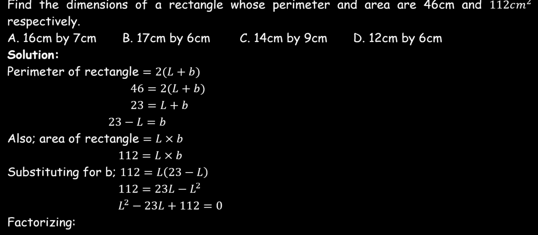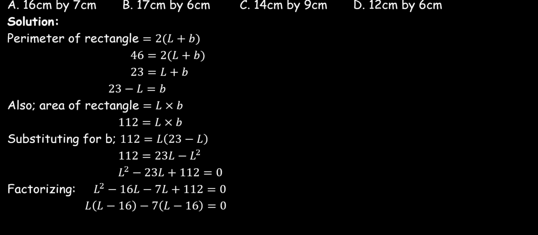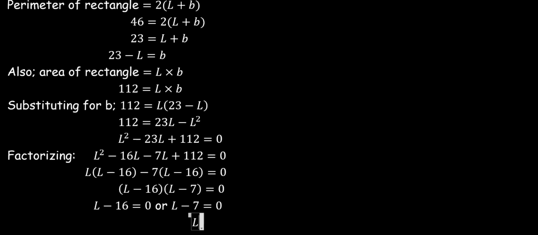So we break down our quadratic equation into L squared minus 16L minus 7L plus 112 equals to 0. Factoring out L, we have L into bracket open L minus 16, bracket close, minus 7 into bracket open L minus 16, bracket close, will be equals to 0. And that will give us bracket L minus 16 into another bracket L minus 7 equals to 0. That will give us L minus 16 will be equals to 0, or L minus 7 will be equals to 0. Thus, our L will be equals to 16 or 7.